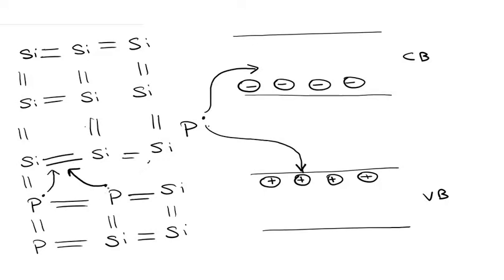This extra or fifth electron from the phosphorus atom, which did not take part in any bond formation till now, can come here and form this bond between these two silicon atoms. Earlier there was a hole here, but now this extra electron from the phosphorus atom has come and formed this bond, and so this hole is destroyed. So this is what happens when you introduce phosphorus atoms.